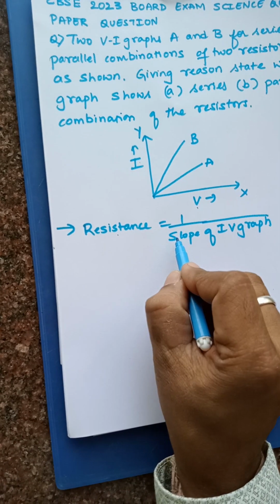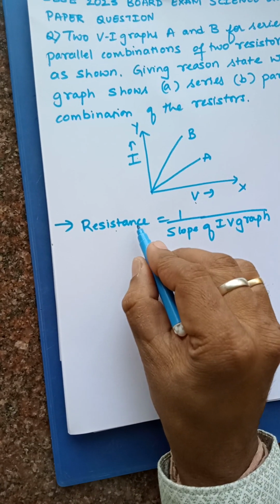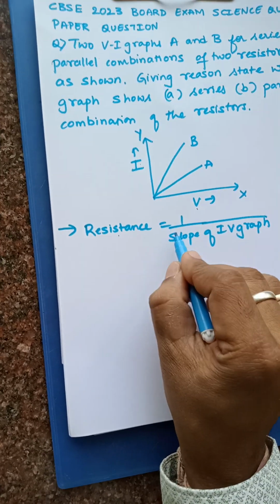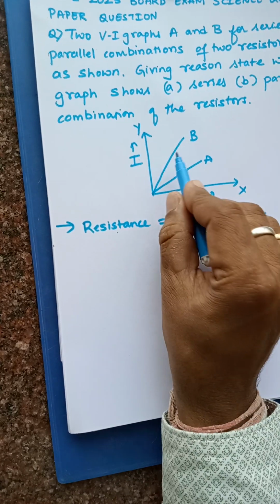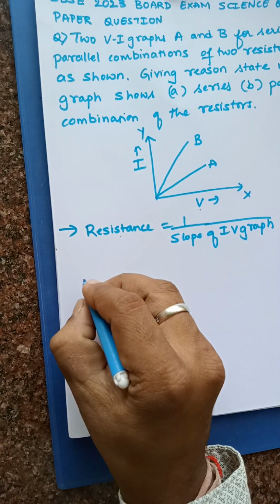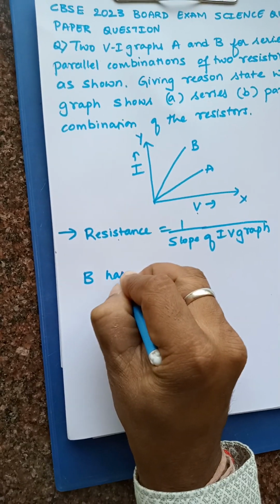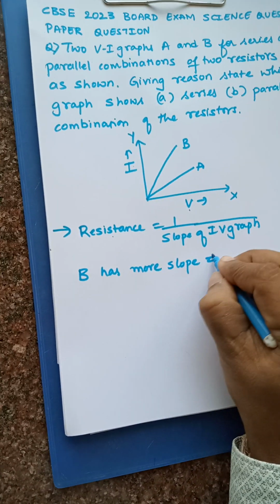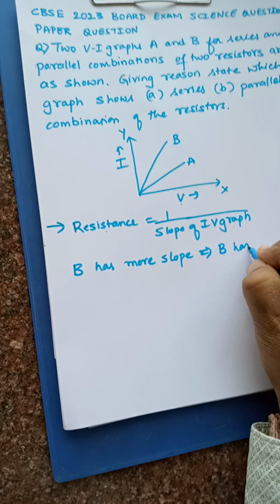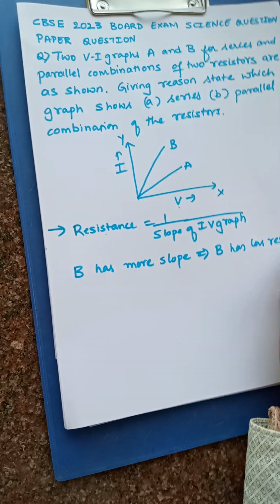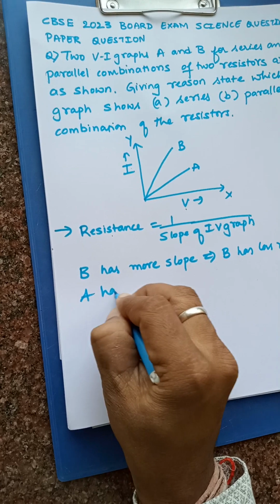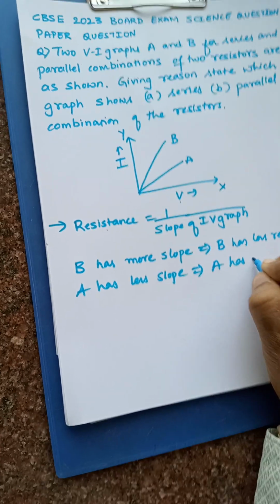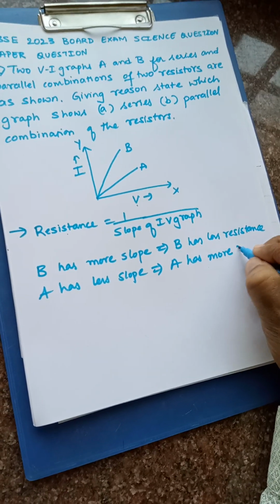From this we understand that resistance will be less if slope is more. Resistance will be more if slope is less. So looking at the two graphs, we can say that B has more slope. B has more slope means B has less resistance. A has less slope, which means A has more resistance.